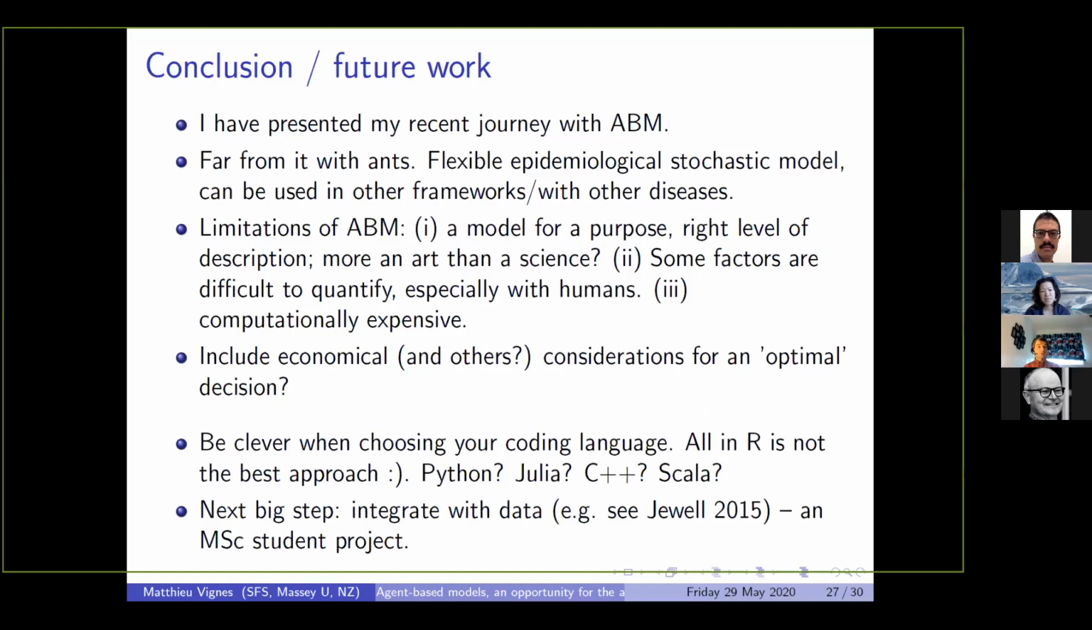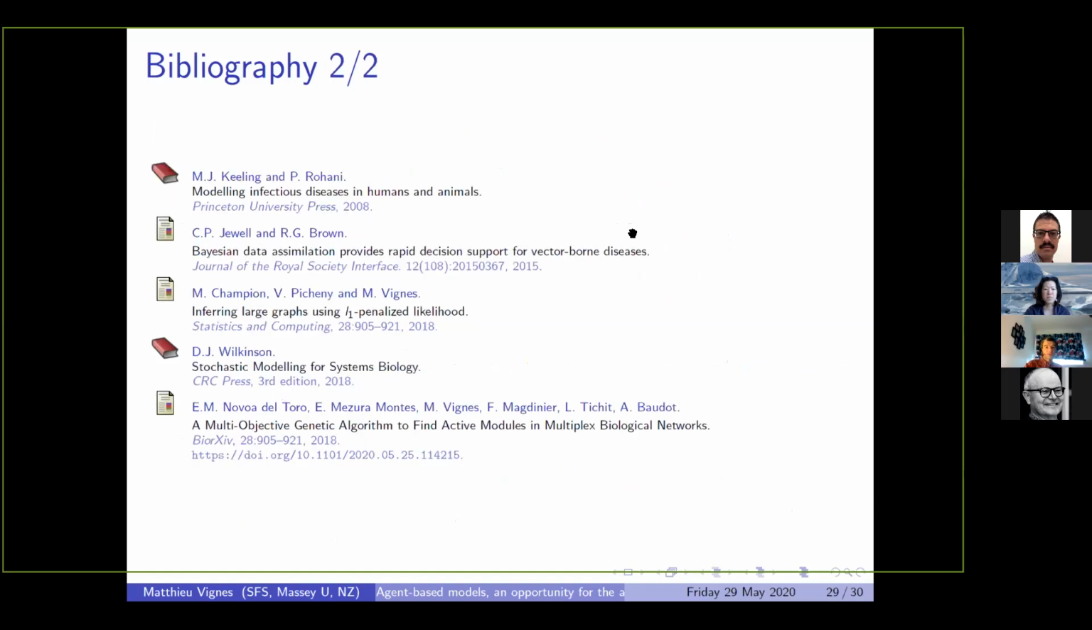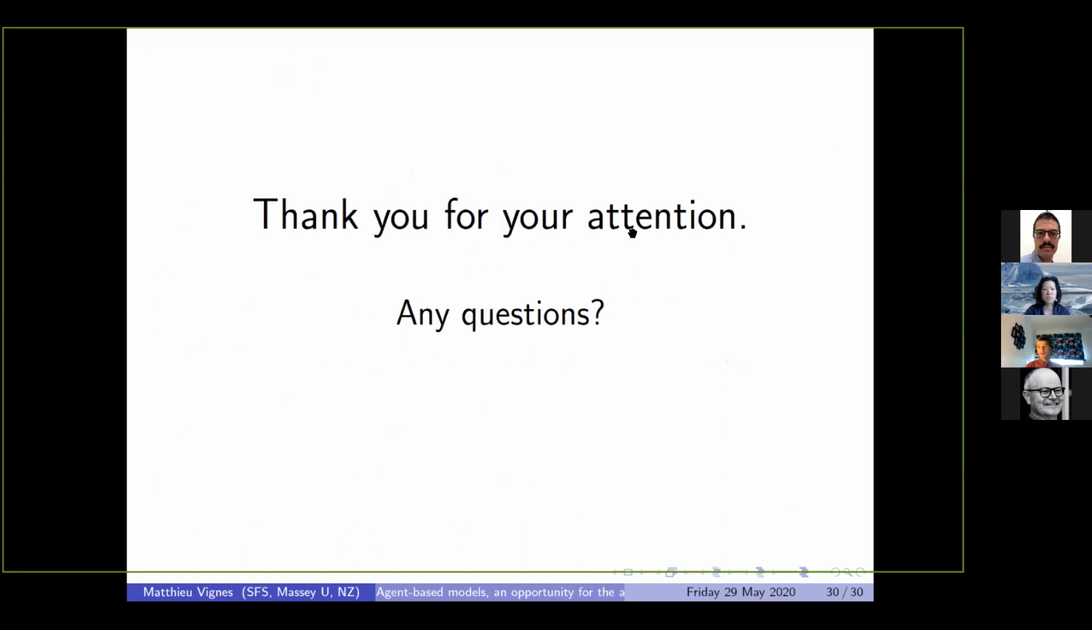Another step could be to include economical or other considerations for an optimal decision to help. And yes, the next big step is to integrate the data. So yeah, I have some references, and then thank you for your attention.